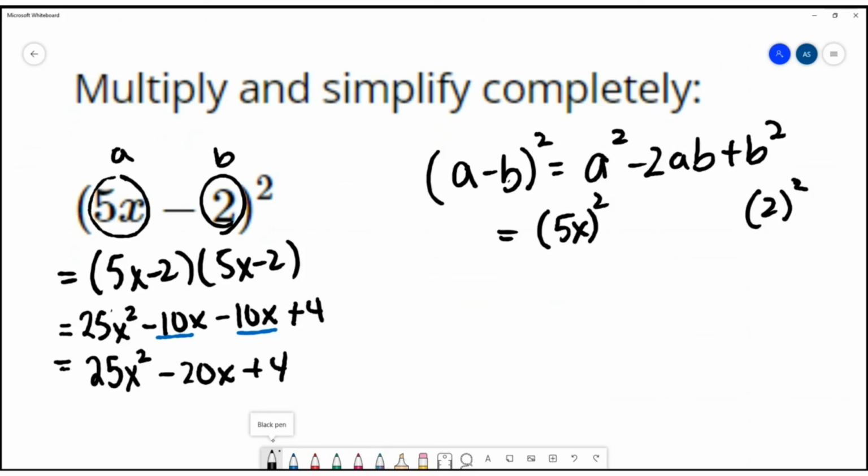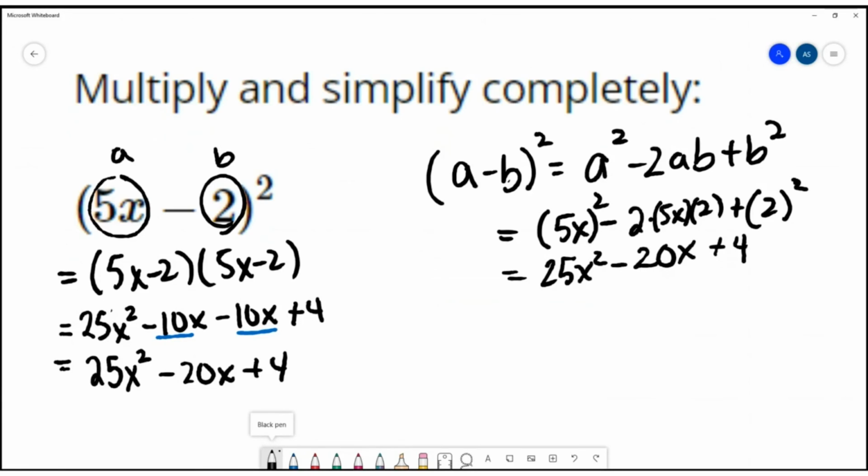In the middle, you want to do 2 times a, 5x, times b, 2, with a subtraction here and a plus here. 5x squared is 25x squared. 2 times 5 is 10, times 2 is 20. We've got a negative 20x, and 2 squared is 4. So if you have that pattern memorized, you could also get your answer that way.